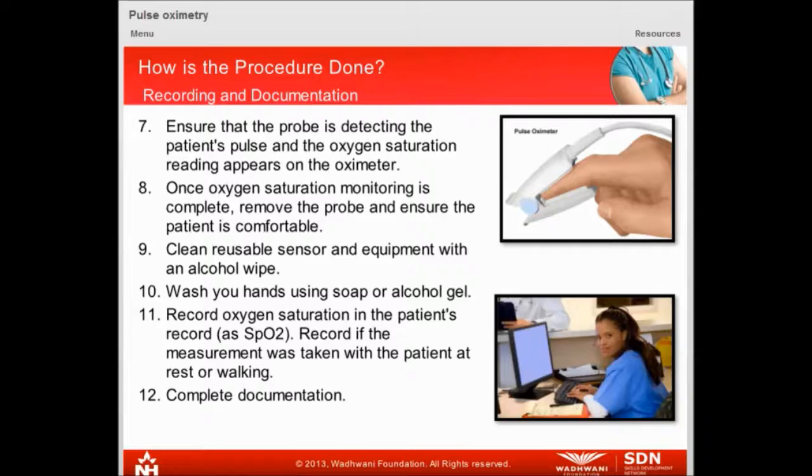Now let us see a demonstration on pulse oximetry. Note that the equipment, material and procedures used here could be different from those in your hospital setup. Understand the technique and then apply it in the context of your healthcare facility.